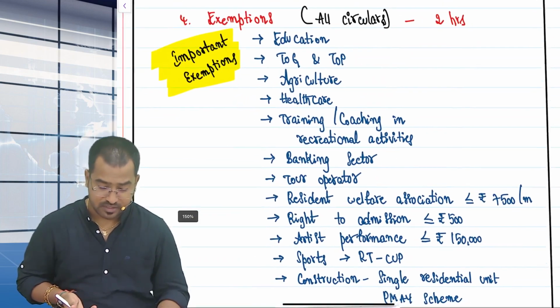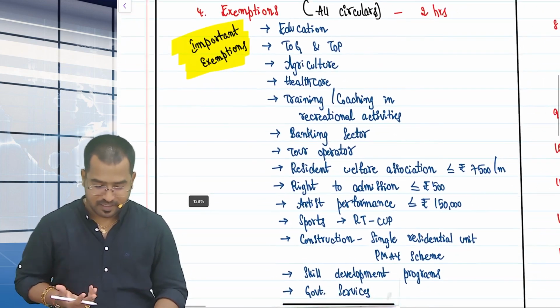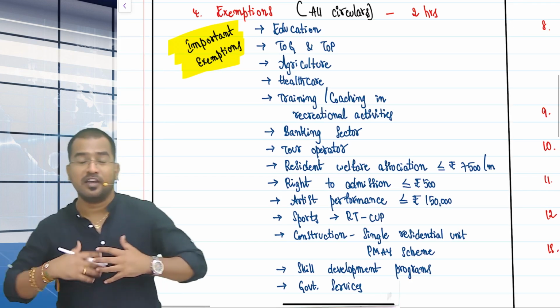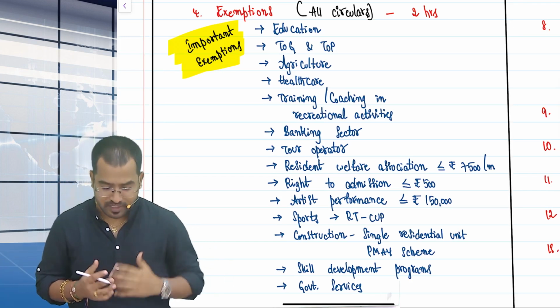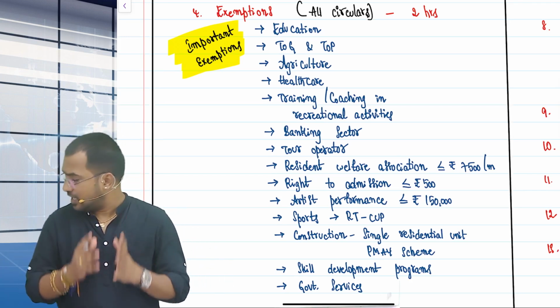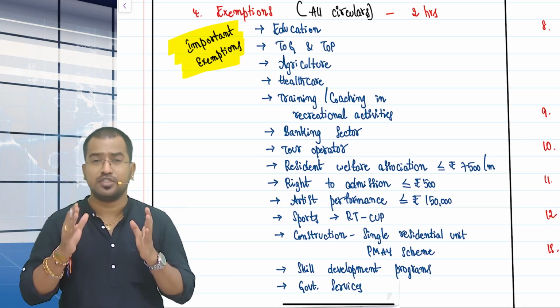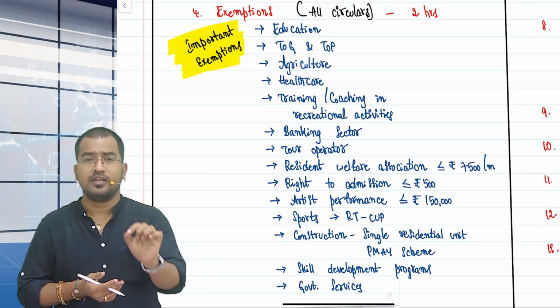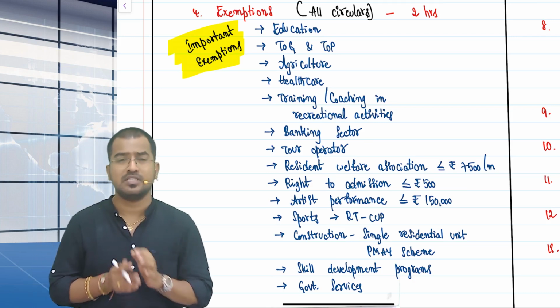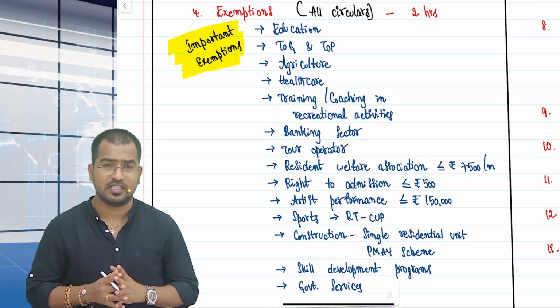Coming to exemptions, the most hated chapter among the students because of the volume of this chapter. So for you I have made it simple, so you can take a screenshot of this. I have given you the list of exemptions which you should be thorough with. Spend 2 hours covering exemptions and cover all the circulars available in that chapter.